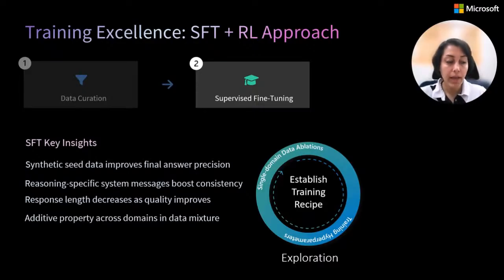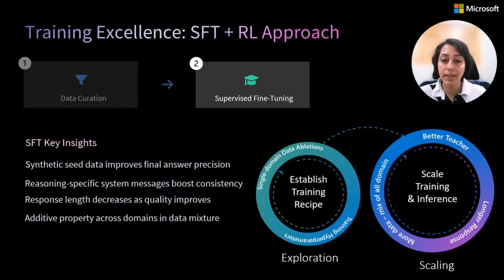And we also noticed that there is an additive property across domains in the data mixture, where we can really individually optimize the data sources within one domain and then confidently combine all of the domains together in one final run. And that brings us to the second stage, which is really the scaling up of the training and inference. So in this space, we really combine all of the data from all of the different domains that we've optimized previously.